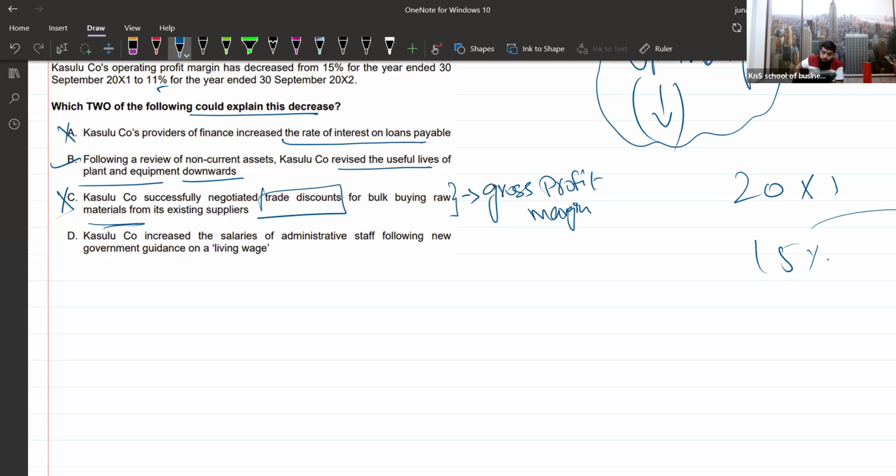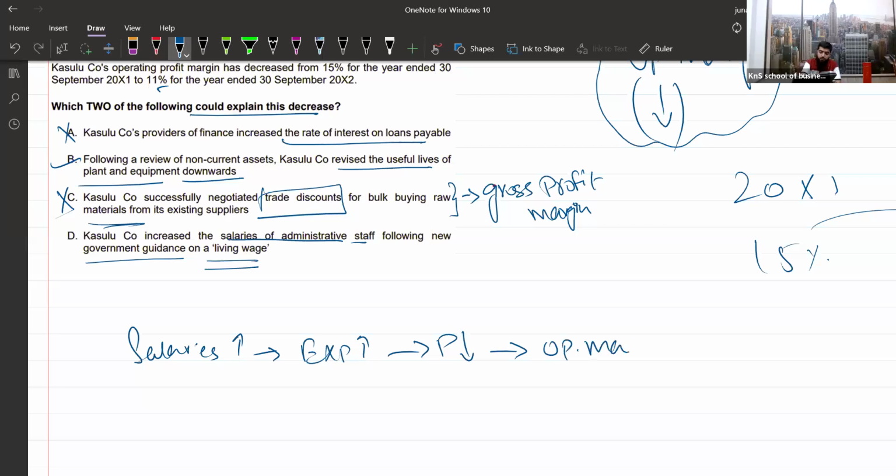Last, the company increased the salaries of administrative staff following the new government guidance on a living wage, which means because of government regulations the company has increased the salaries. So the company has increased its expenses, and obviously the profit is reduced, and ultimately the operating profit margin is also reduced. So options B and D are going to be the correct answer for this one.